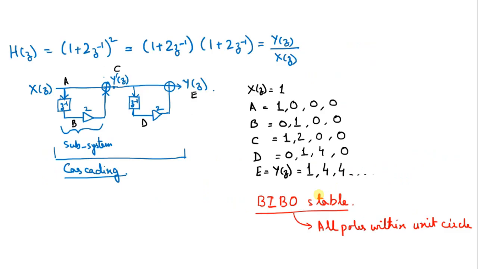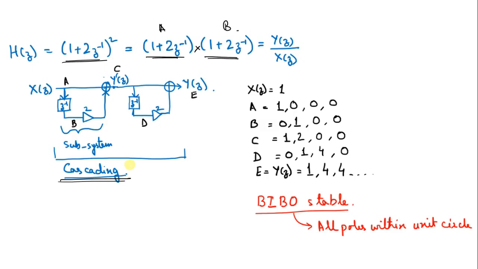In one of our last classes, we also discussed this cascading of the filters, where we will be having two subsystems and they will be multiplied with each other. Okay, so herein if you see, what we have done is that our transfer function was basically 1 plus 2 z inverse whole square. So it can be written in this form and in this form. Now this is subsystem A, this is subsystem B. Now when we are having this multiplication, then it is called cascading.